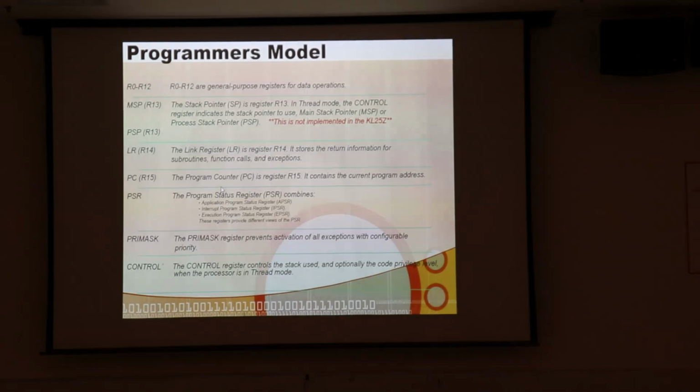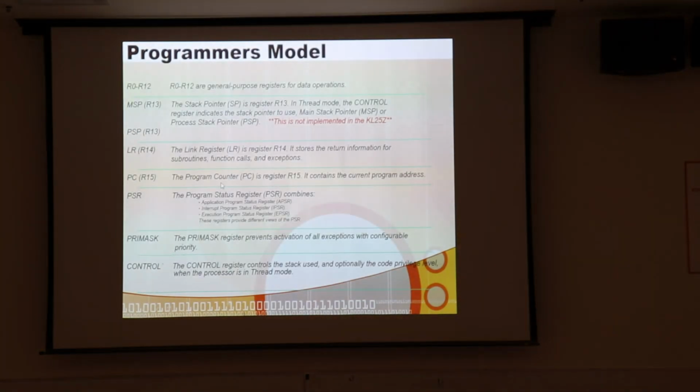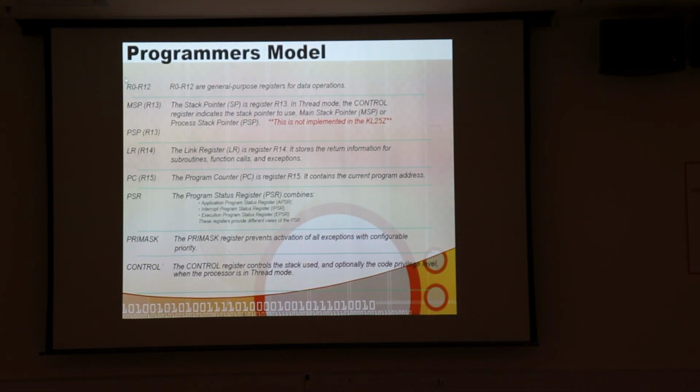And we did this. So again, to review the programmer's model: 13 general purpose registers, which include the low 8 and the upper 5. All instructions can get to the low 8, only some can get to the upper 5. They're labeled R0 through R12. Then there is a stack pointer that's 13.